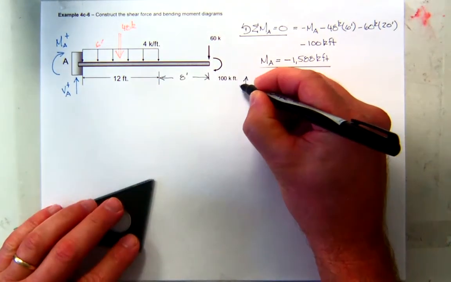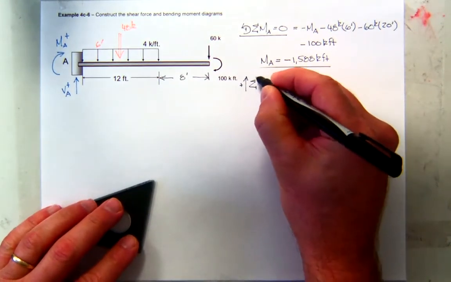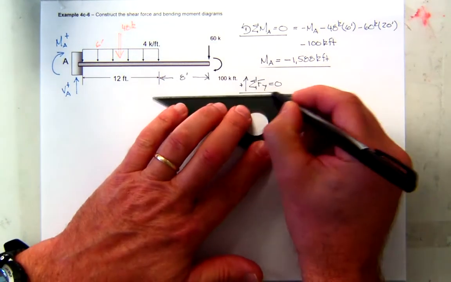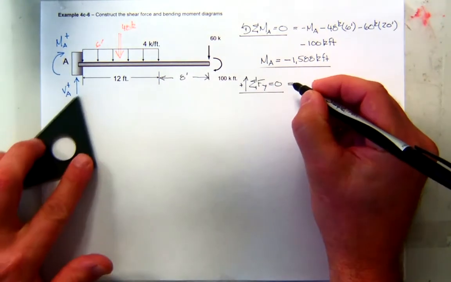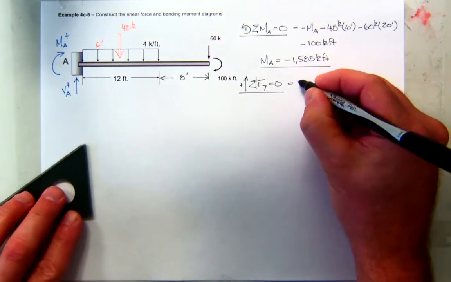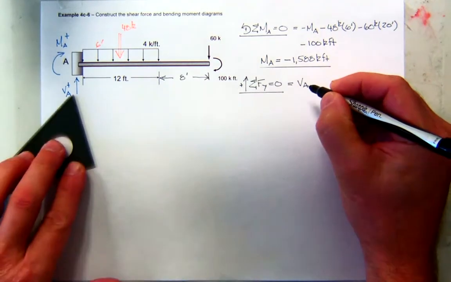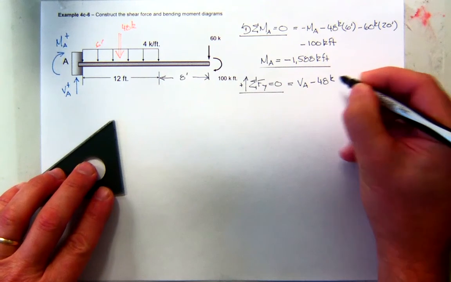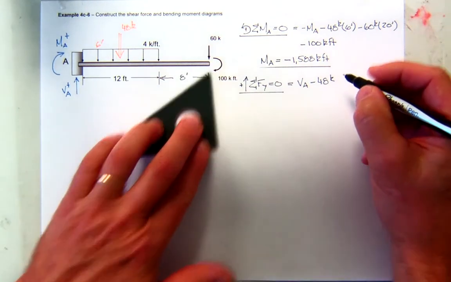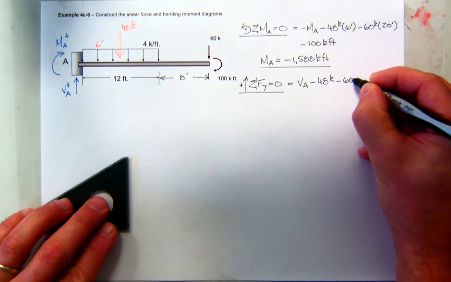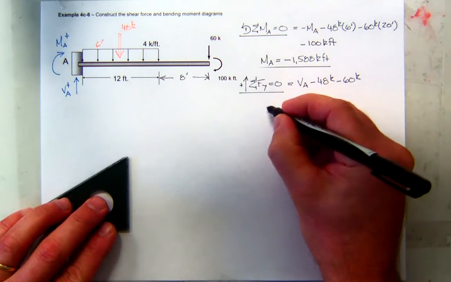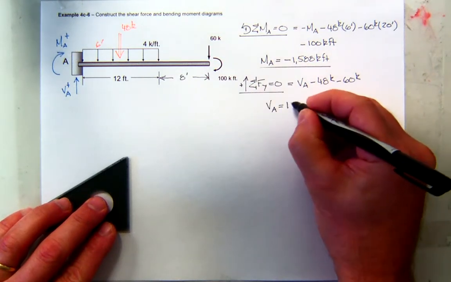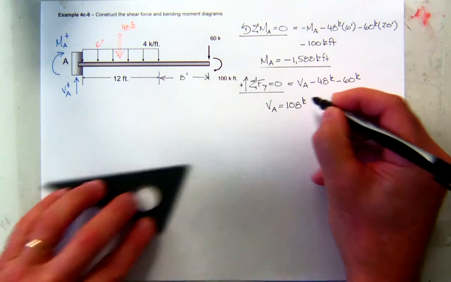And then we can sum forces in the y direction. I'll assume up's positive. We should be able to find our shear. So my shear is acting up. That's positive in my sign convention. I've got my 48 kip equivalent force acting down. That's negative. And there's my minus 60 kip force acting down. So the shear at A is, looks like 108, and it's positive.